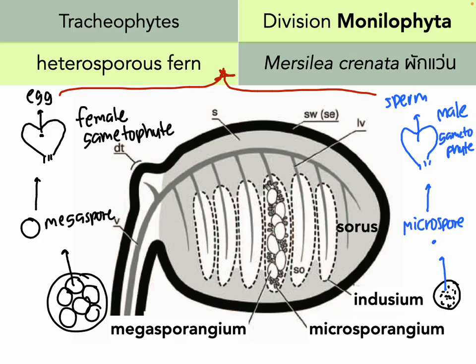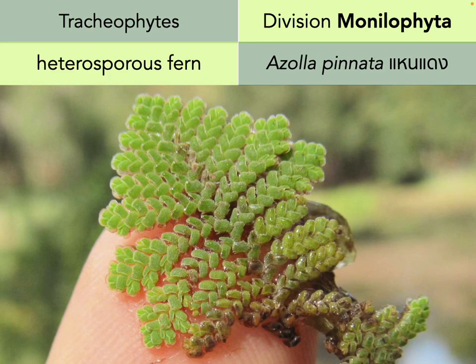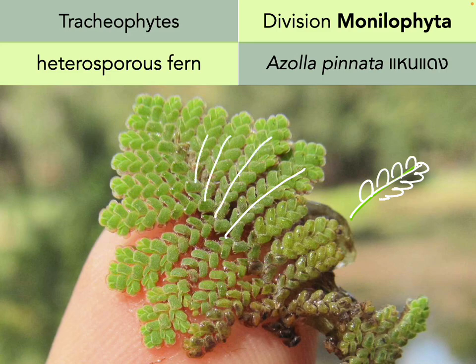Okay. So the next one, they do the same thing. It doesn't look like a fern at all. This Azolla pinnata, it looks like a duckweed. It's like floating plants on the water. And it kind of looks like fern if you imagine this is like the leaf. This is like a fern leaf, doing the fern leaf thing. They do this. This is a pattern of the fern leaf.